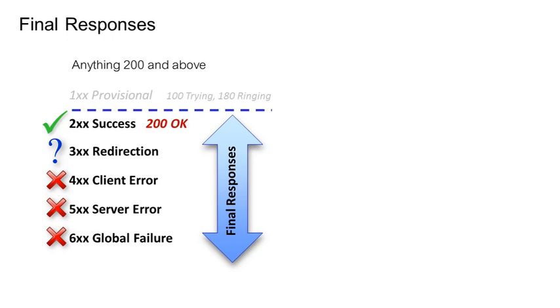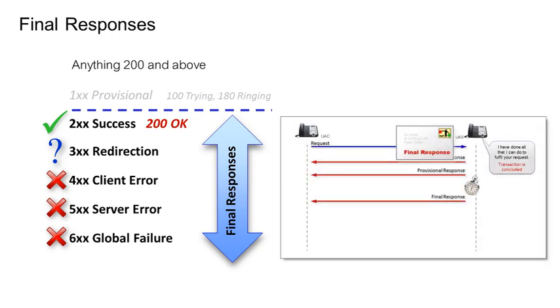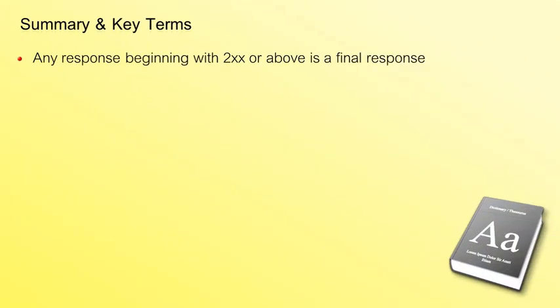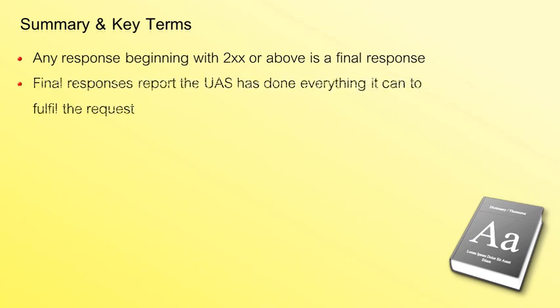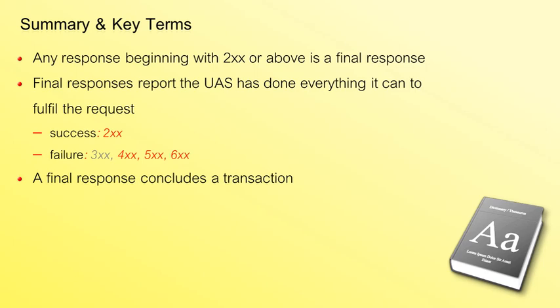The key point with final responses is that they all report the user agent server is done with the request, that the request transaction is concluded. So, final responses, we've learned that any response beginning with 200 or above is a final response. Final responses report the user agent server has done everything it can to fulfill the request, perhaps a success or perhaps a failure. Lastly, a final response concludes a transaction.